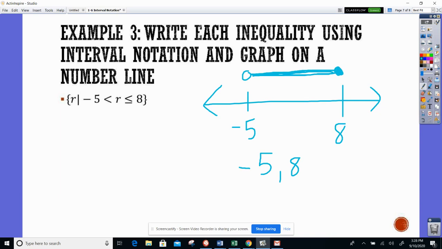All I need to do now is put my parentheses or bracket. At -5, we have an open circle, so that tells me that we're going to have parentheses right here. If we look at 8, we have a closed circle, so that means we're going to have brackets. We're going to fill in the brackets. And we're done. We wrote it in interval notation, and we graphed it on a number line.